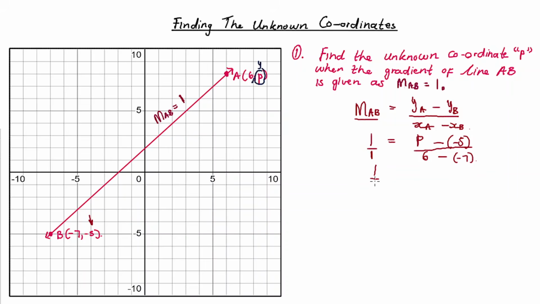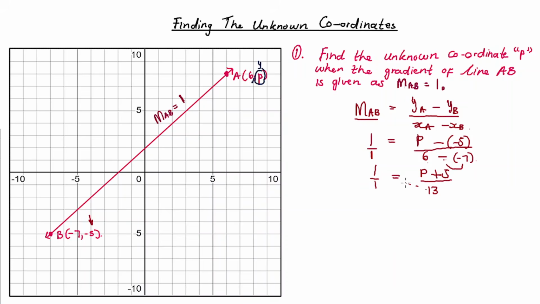So it's going to be 1 over 1 equal to P plus 5 over 6 minus negative 7. So it's going to be 13, because it's a negative times a negative, it's a positive. So it's going to be 6 plus 7. Take away 6 from the 7, 6 plus 6, that's 12, plus 1 from the 7. Yeah, it's 13. Then let's cross multiply.